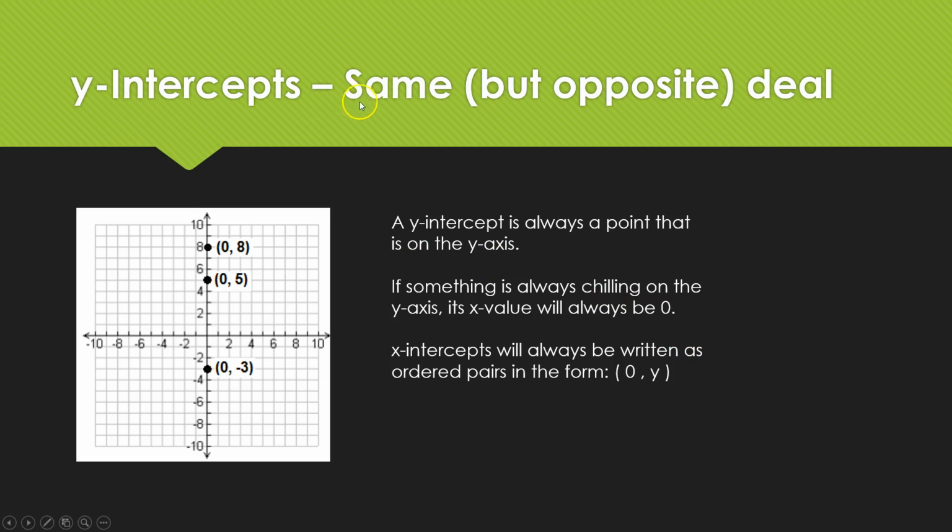Y-intercepts are the same but opposite deal. A y-intercept is always a point that is on the y-axis. If something is always on the y-axis, it hasn't gone to the left or to the right at all, so it's going to be right on the 0 point for x. Our ordered pairs for these are always going to be written in the form 0, comma, y.